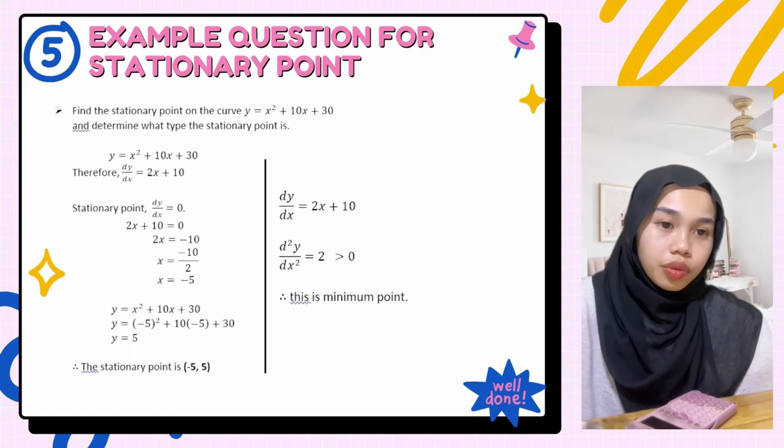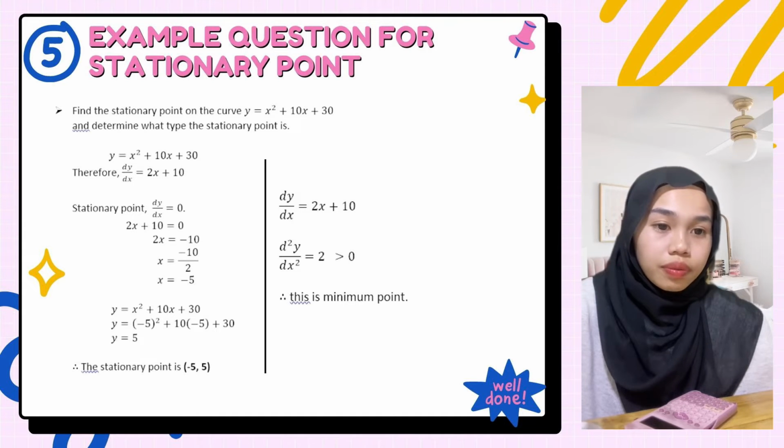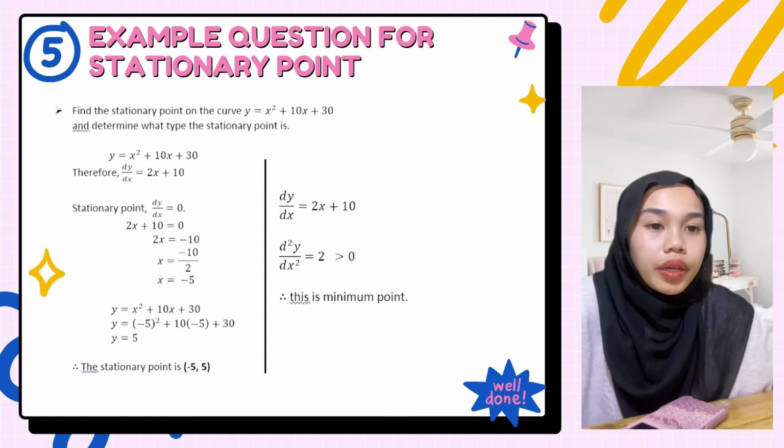At a stationary point, dy over dx is equal to 0. So 2x plus 10 is equal to 0. So 2x is equal to negative 10. So x will be negative 10 over 2, so x will be negative 5. After that we get x is equal to negative 5, so then we need to find the value of y.